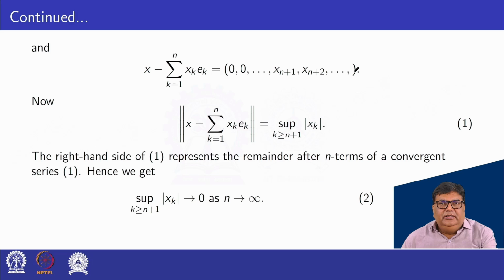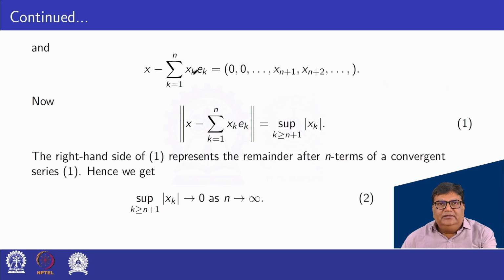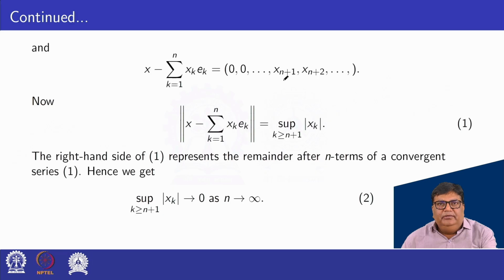As earlier, we have already discussed how to get this. Because here x is x1, x2 and so on xn, xn plus 1, xn plus 2 and so on, and here this one is in the form of summation k equals 1 to n xk ek. So x minus summation k equals 1 to n xk ek is this minus this. So we have 0, 0 up to n terms 0, and then xn plus 1, xn plus 2 and so on.